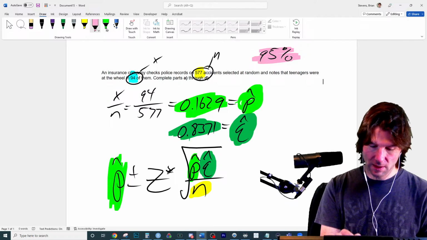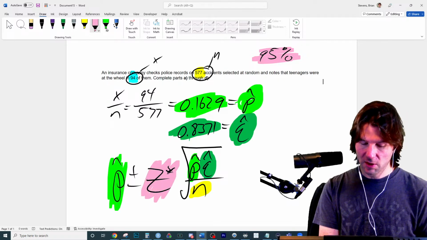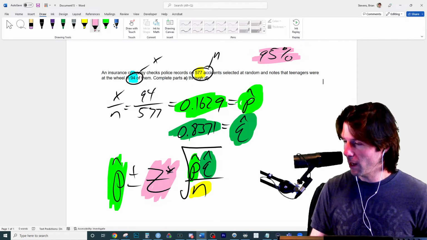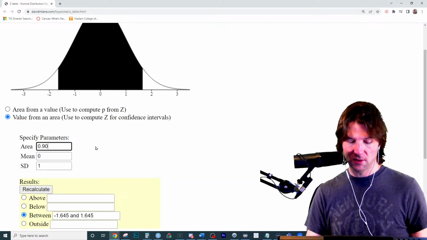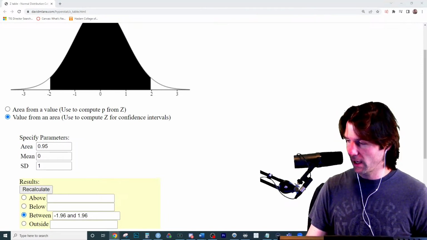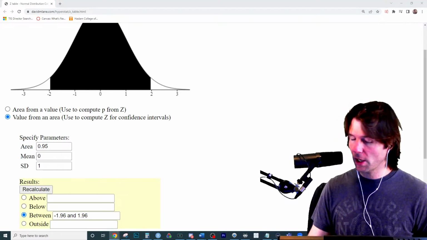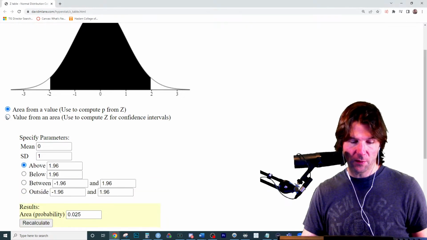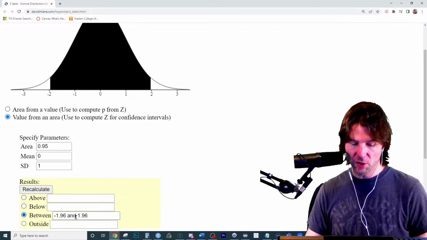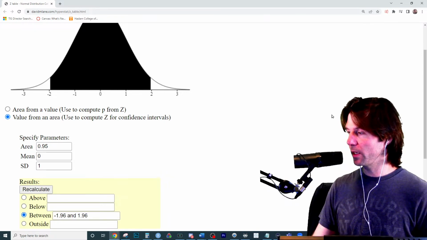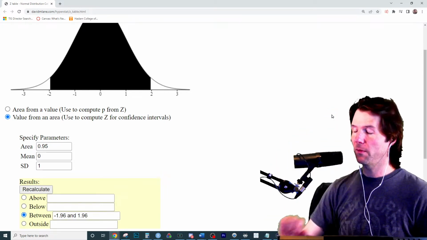What is the confidence level? Since it's 95%, it's a classic number in statistics. It's going to be 1.96. Make sure to go over here to the David M. Lane applet. I'll put it in the chat for everyone right there. Click the second button right here, type in 95%, and make sure to do between. And you get the number of 1.96 for 95% confidence.